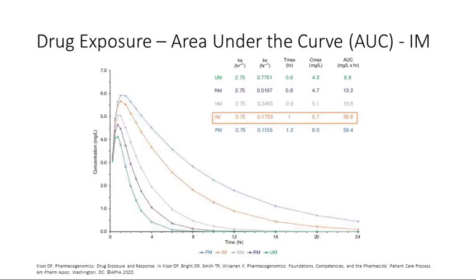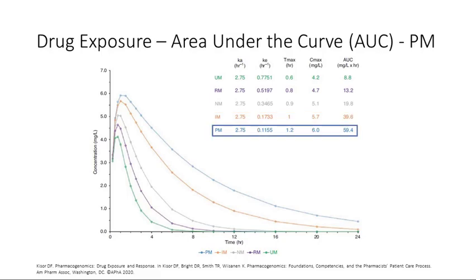So in this patient, we thought they were an intermediate metabolizer based on the genetics, but in reality, they were a poor metabolizer. And now with 3 times what the normal metabolizer exposure would be, you can see what the consequences were.